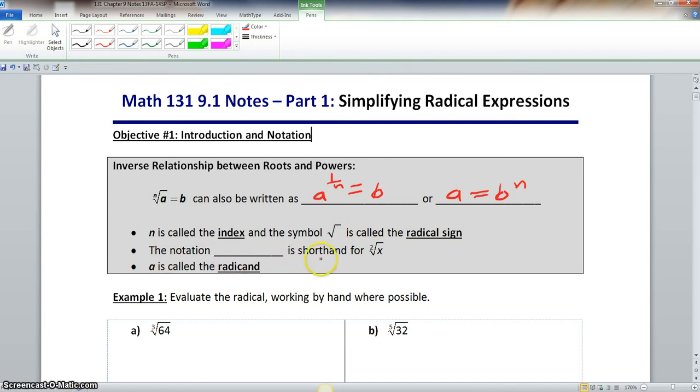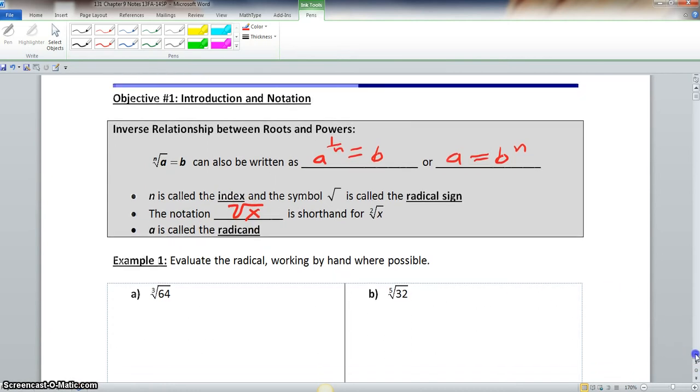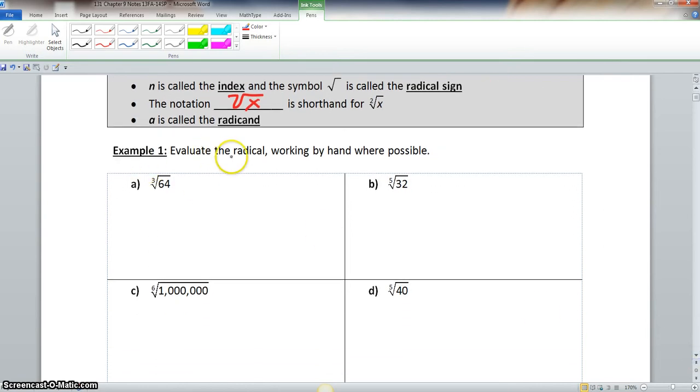The notation is shorthand for the square root of x. So if we do this here, this is assumed to be a square root. This index of 2 is automatically assumed to be there when you don't see that index. a is called the radicand. Now, it says evaluate the radical, working by hand where possible.